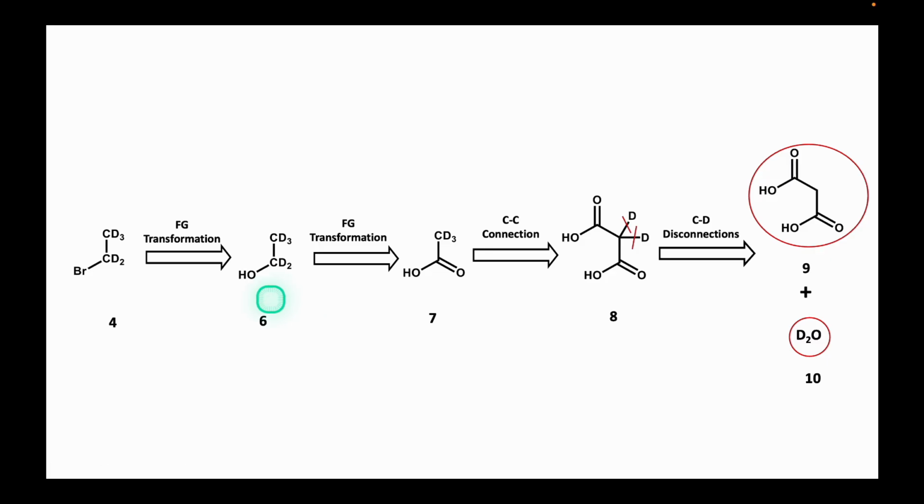Another functional group transformation based on the reduction of the carboxylic group results in trideuterated acetic acid 7. The labeled acetic acid can be considered as coming from the decarboxylation of labeled malonic acid 8.